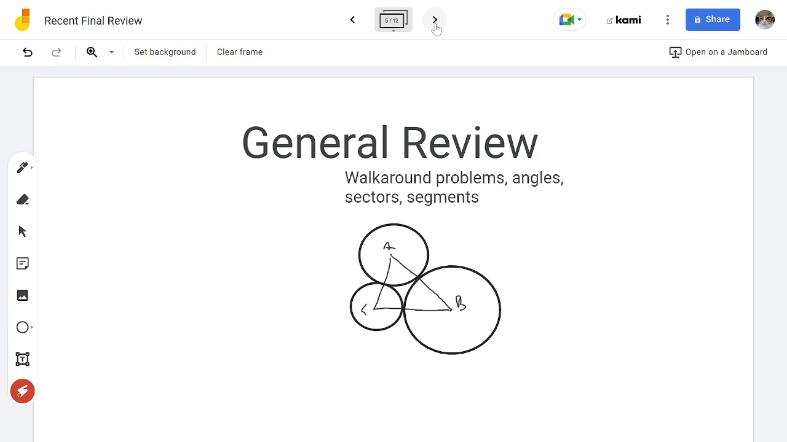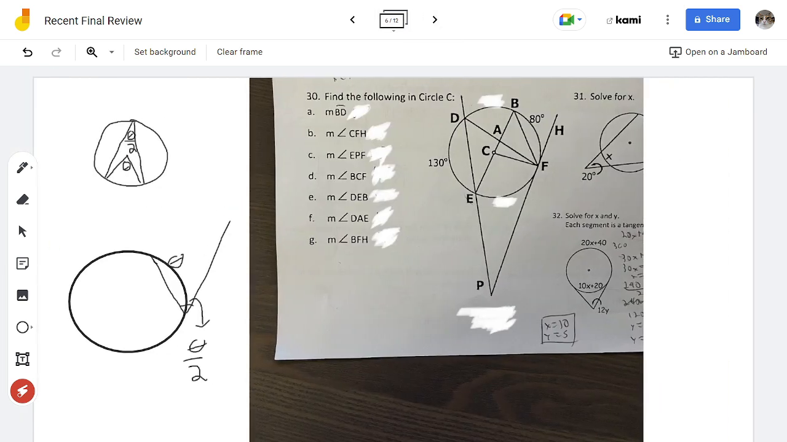Alright, so general problems, general view. These don't really have specific units, but they're really helpful to know. I'm going to be going over walk around problems, certain angles, sectors, and segments. This is a very typical walk around problem you're going to see. I got really lazy and just pasted an image of a worksheet in here. I do recommend doing this over again, even if you've already done it.